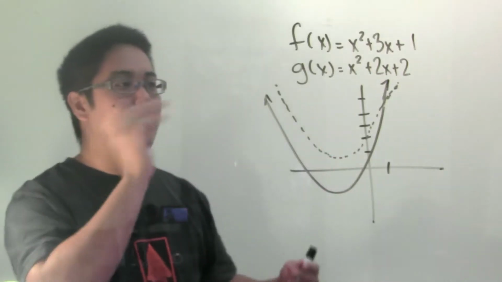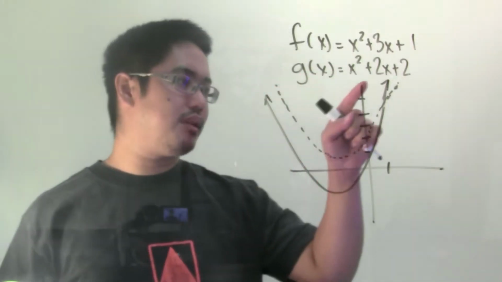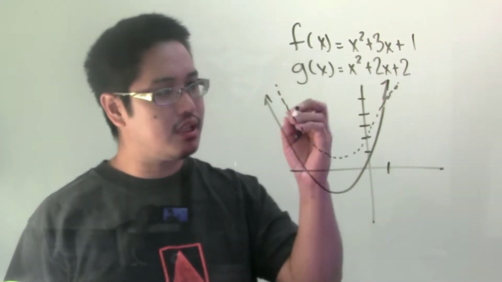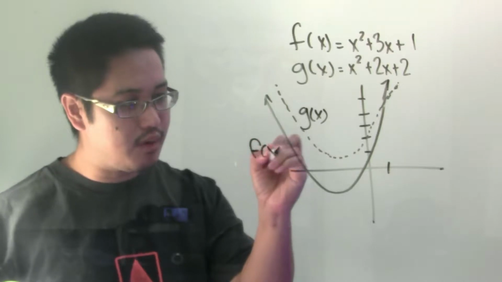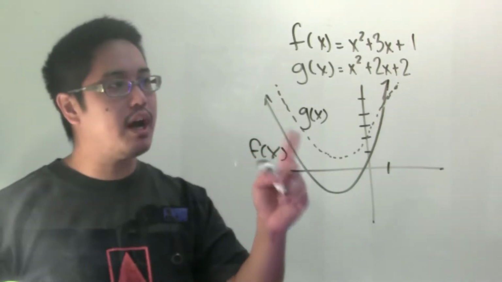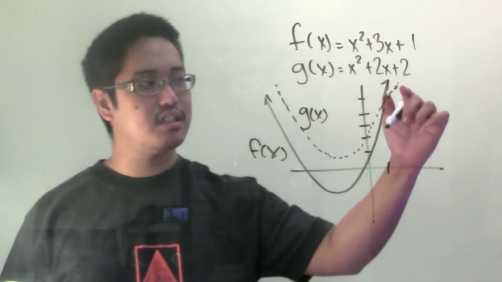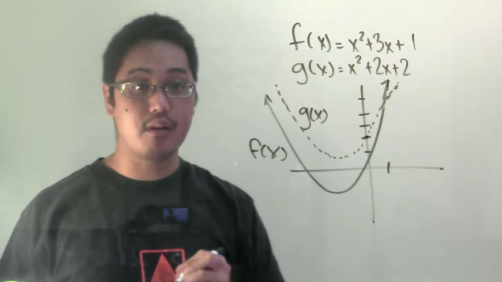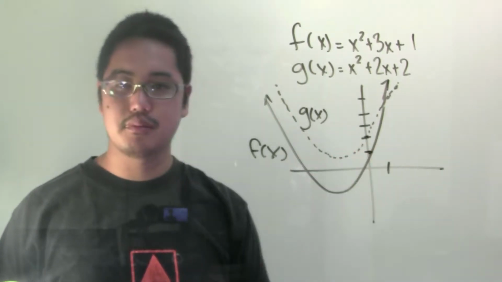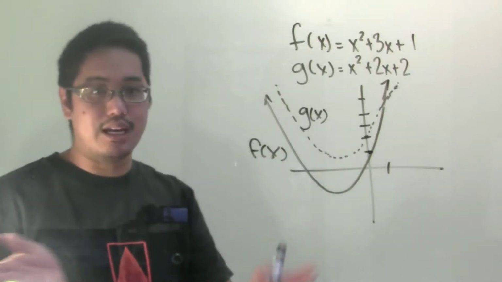I have two graphs. They're both parabolas, x squared plus 3x plus 1 and x squared plus 2x plus 2. I'm assuming that this is g of x, the dotted line one, and this is f of x. The reason why I'm looking at that is because the y-intercept of f of x is 1, the y-intercept of g of x is 2, so this one right here crosses the y-axis at a higher point than this one right here. Does that make sense? We cool with that? I didn't do anything crazy yet.